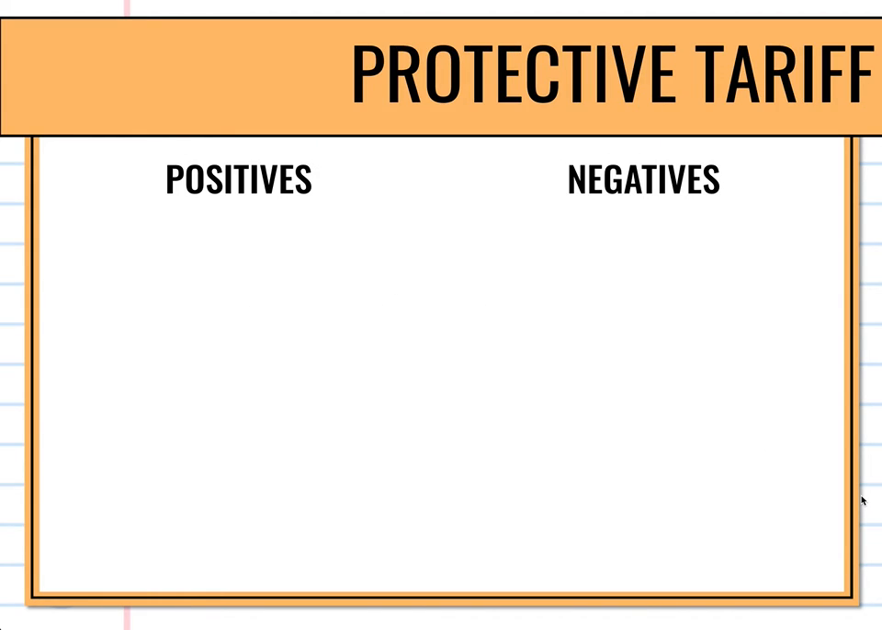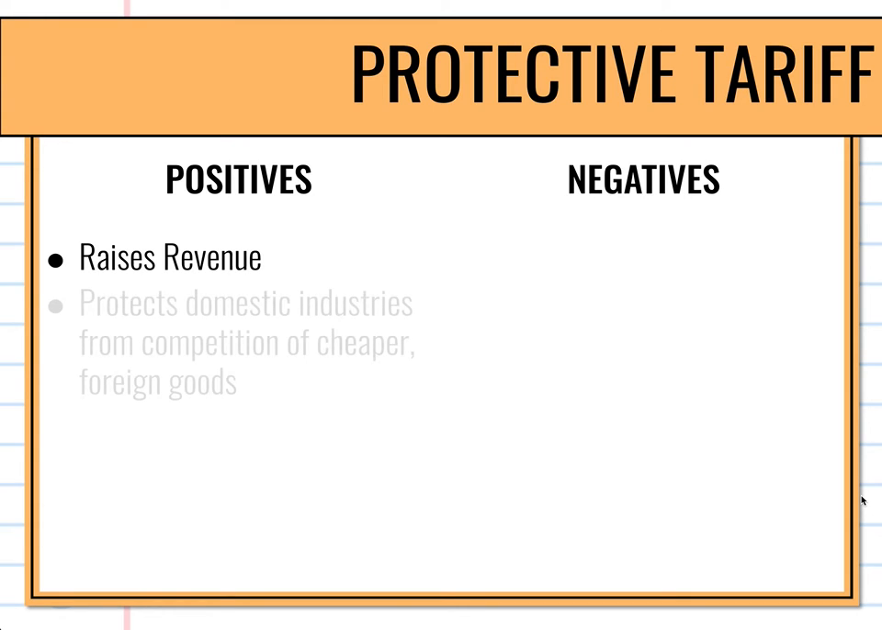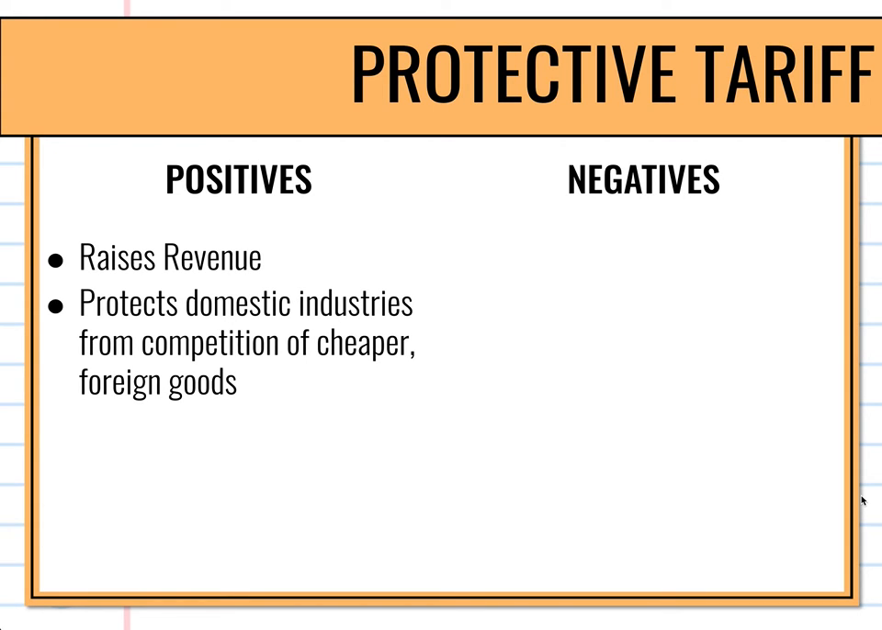So what are some positives and negatives of these different trade barriers? Starting with a protective tariff. Positives include raising the revenue of the nation. Remember, a revenue is like the paycheck of the nation, so it generates income for the nation. It also protects our domestic industries from the competition of cheaper foreign goods.